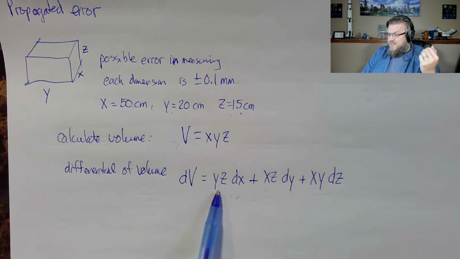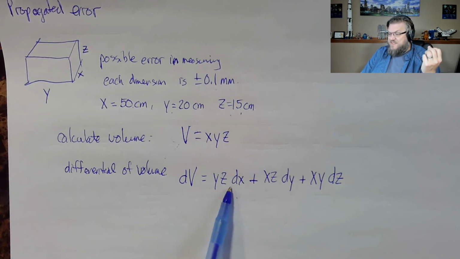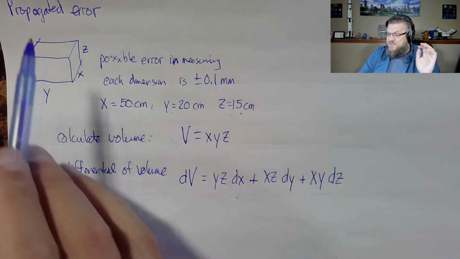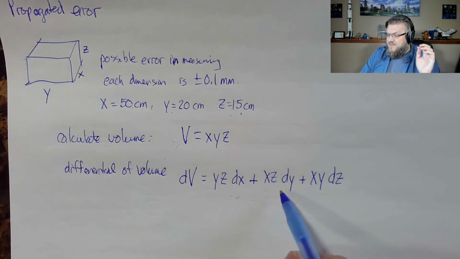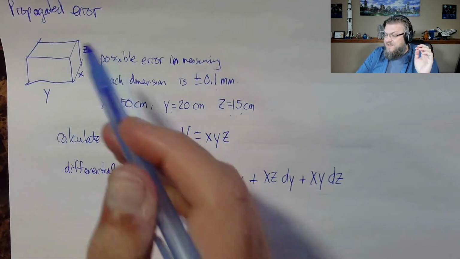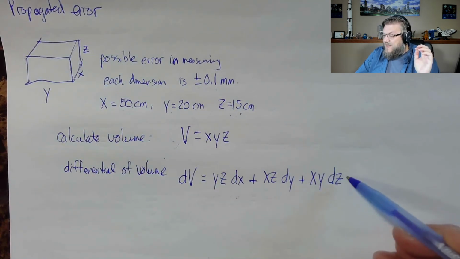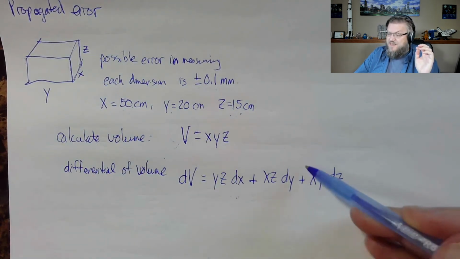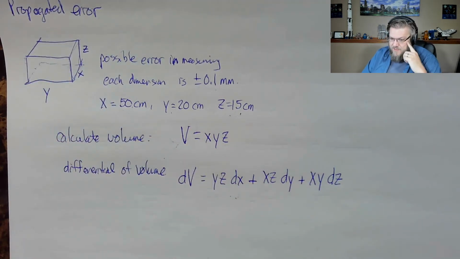But the math is telling me that this change in volume is going to be the same as the bump in x times the area of this front face, right? Y times z, plus the change in y times the area of x times z, plus x y dz. So the change in z times the area of the floor, right? Face.